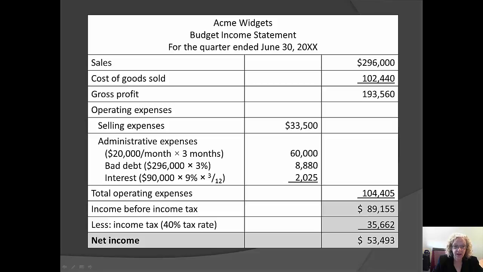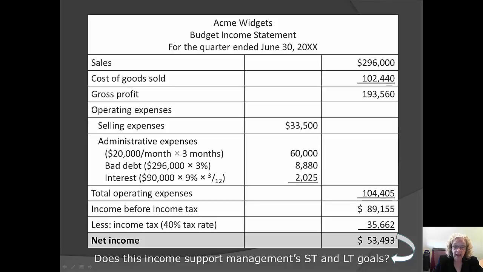Now we can look at that number very carefully and think to ourselves, does this support management's agenda? In other words, if everything occurs exactly the way that we have budgeted, are we going to be proud or embarrassed to show the actual income statement to the boss? And if the answer is proud, then we're done. Live the period. Hope everything comes out the way we planned it.